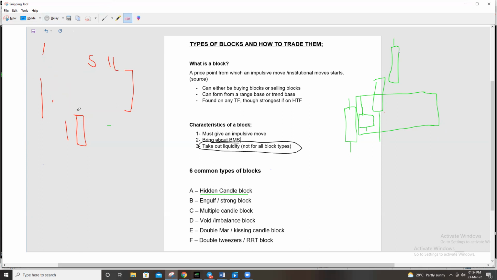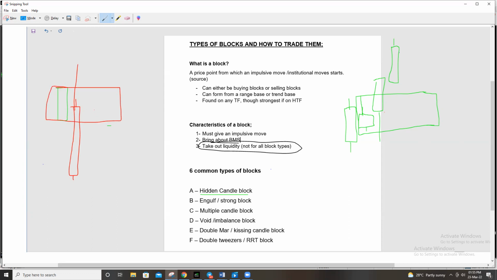Block number 2 is what we call the engulfing candle block. Now this is also called a strong block because it's usually very, very strong. If it's a sell block, it will be coming from the green candlestick, and then a super huge red candlestick. So this one here has totally engulfed our green candlestick here, and so we have this as a block. So this is a sell block.